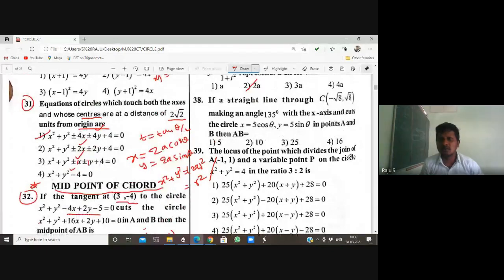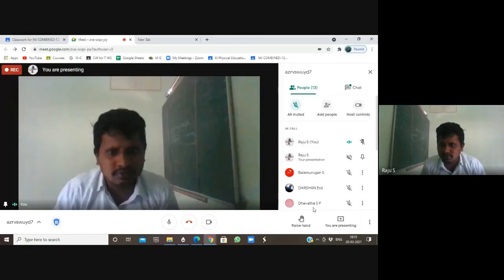In the same way here also, it will make an angle 135. The line makes 135 and cuts the circle at 5 cos theta, 5 sin theta. And it is already 10.